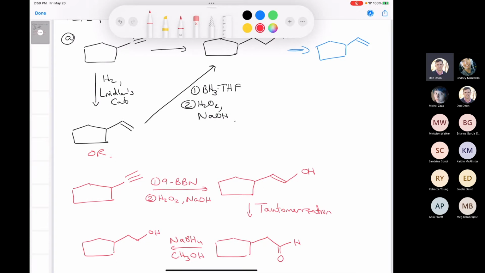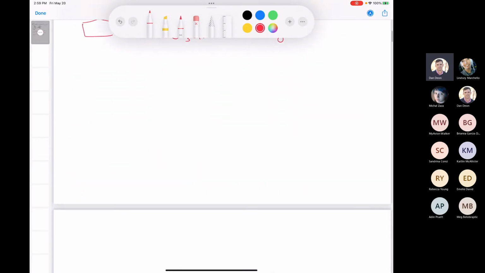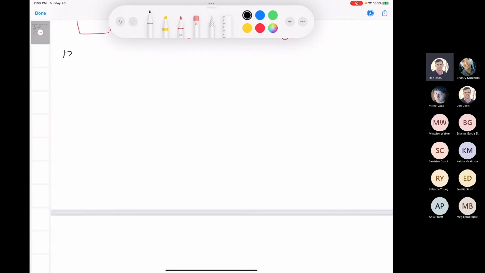Let's skip B. Let's try C since it involves oxidation. So this is question 12.24C. We're trying to take 1-butene and we want to convert that to an aldehyde. This is called butyraldehyde. And here we have 4 carbons and here we have 4 carbons. So we're not changing the number of carbons.